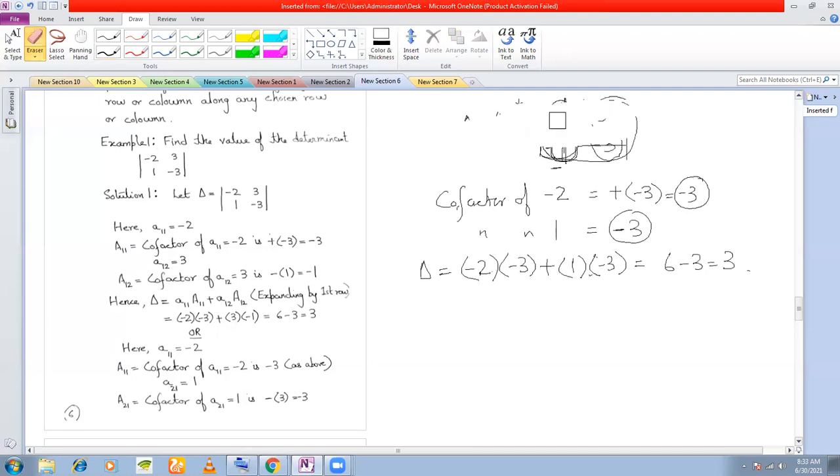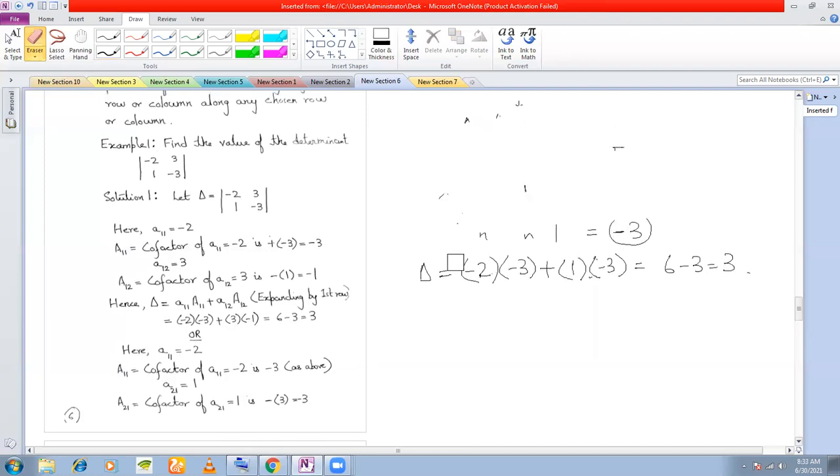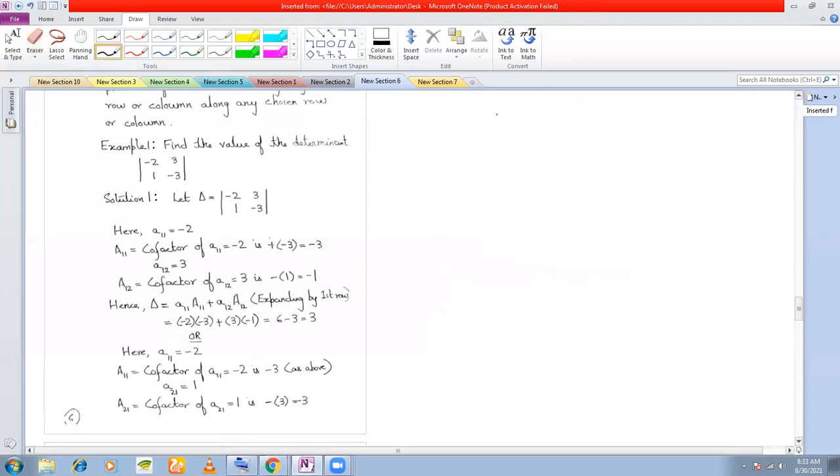But normally for a 2 by 2 determinant, or a determinant of order 2, there's a small shortcut to find out the value. The shortcut comes from this only: you multiply these two, you get -2 into -3, and then you subtract the product of these two, so 1 into 3. Is this clear? Yes, sir. This is the way you calculate the value of a determinant of order 2, a shortcut in fact.